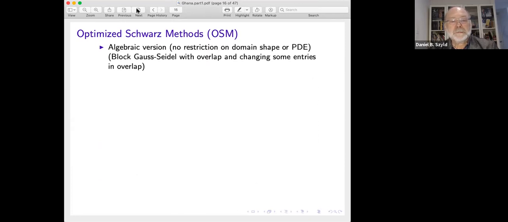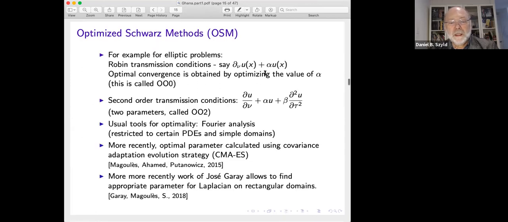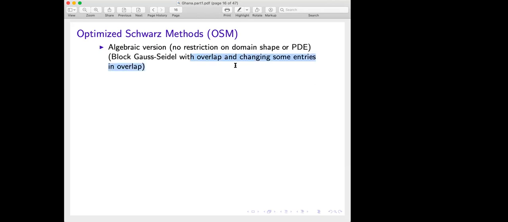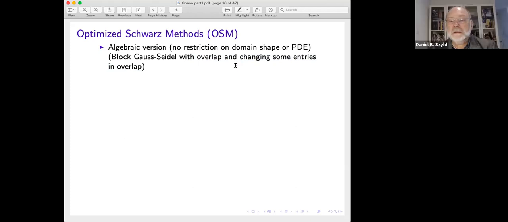Now, all this is based on the PDEs, the Fourier analysis, etc. But you can also think of this algebraically. Without thinking of the PDE, you just take your discretization, you get some matrices, and varying this alpha corresponds to changing some entries in the overlap to make it converge faster.